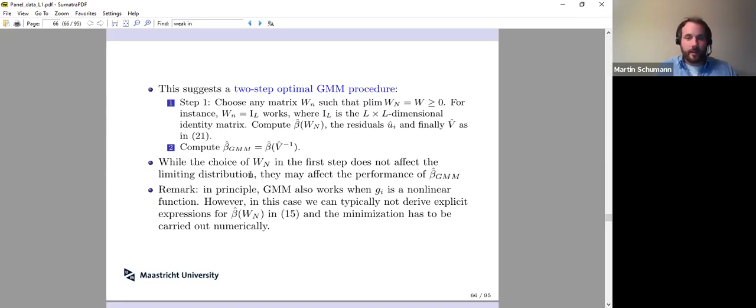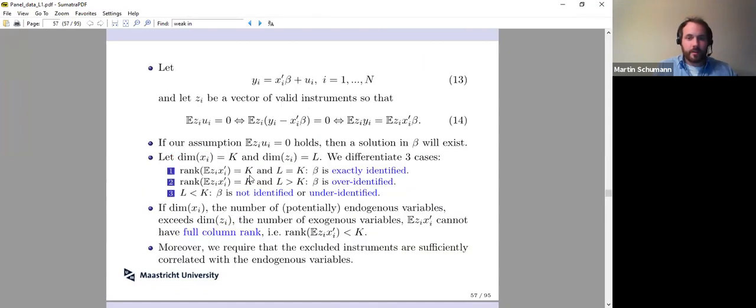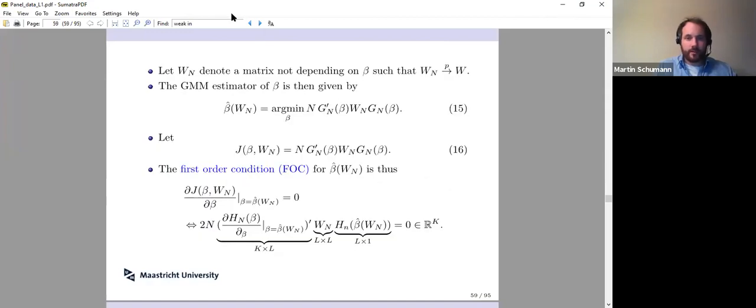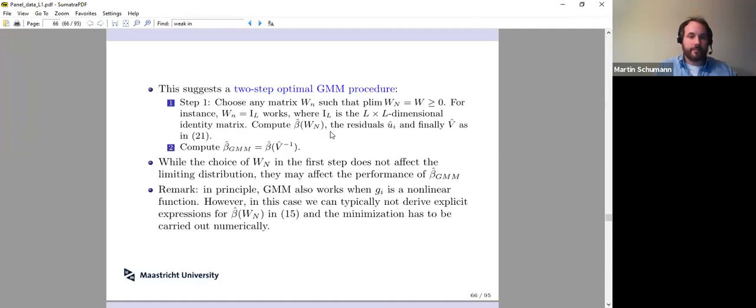So if we quickly go back, what would you compute in the second step? Well, where are we? Sorry. Ah, yeah, here we are. You would simply replace this Wn by V hat inverse, which is the optimal weight matrix, and recompute the whole minimization problem. And this would give you the two-step optimal GMM estimator. Okay, wonderful.